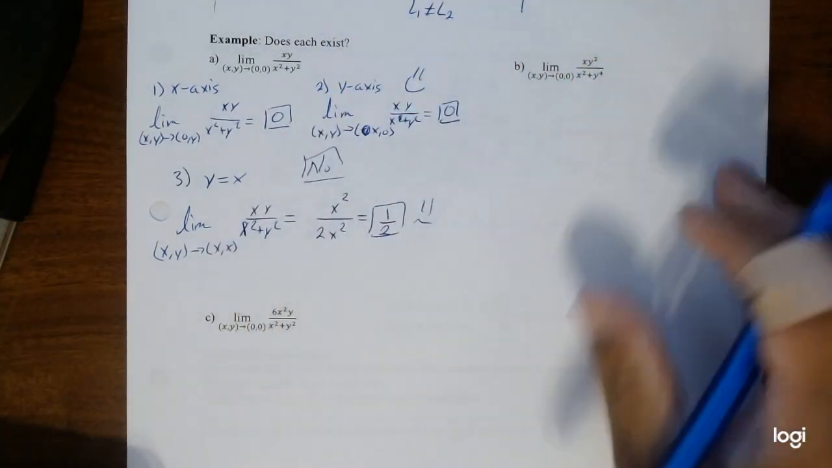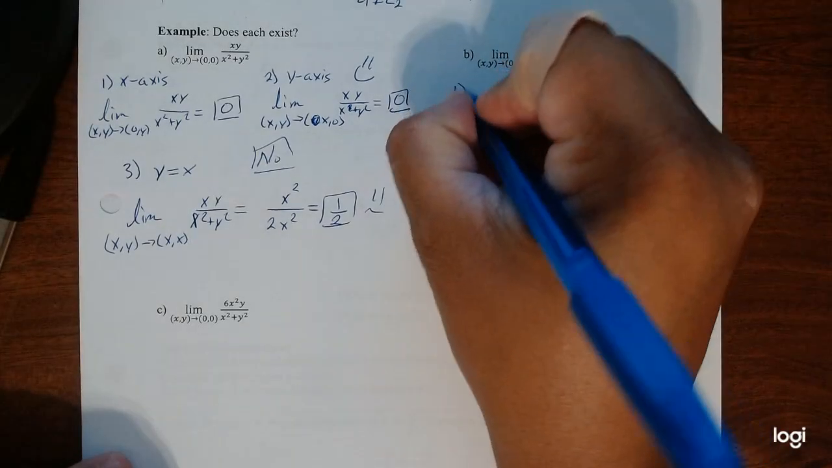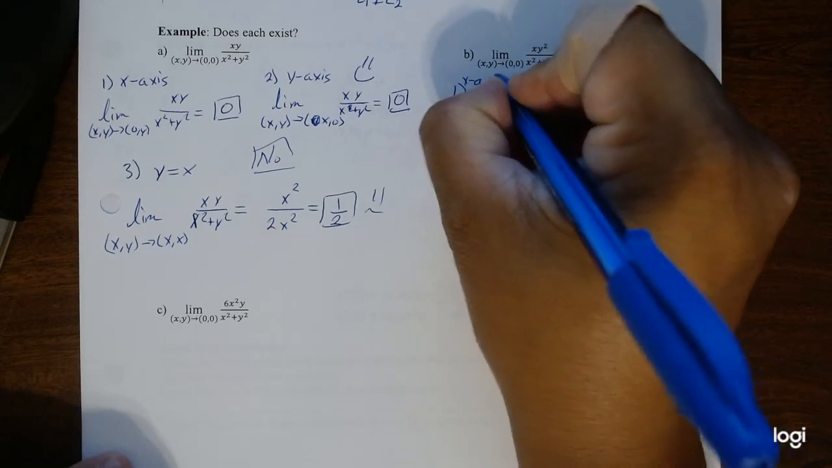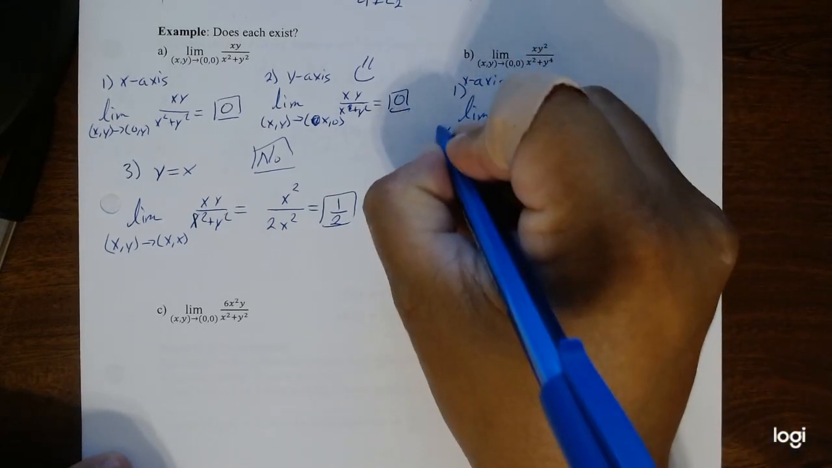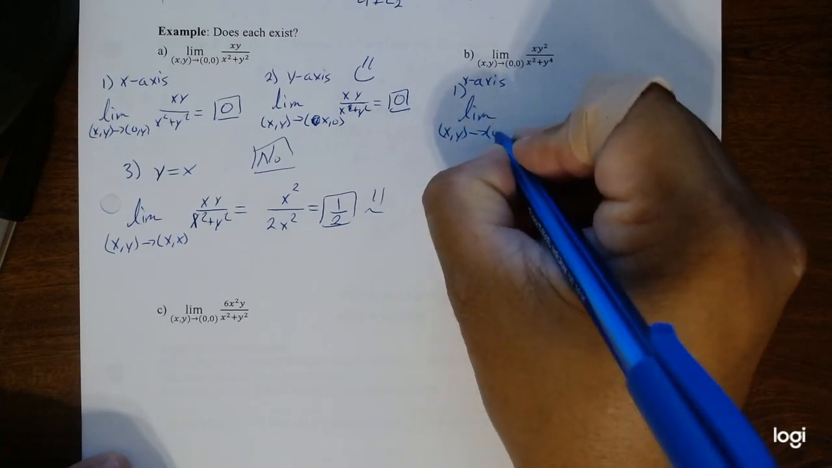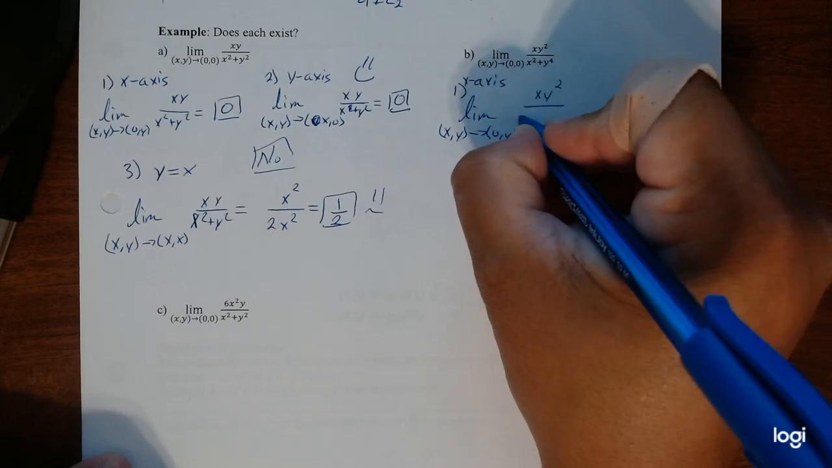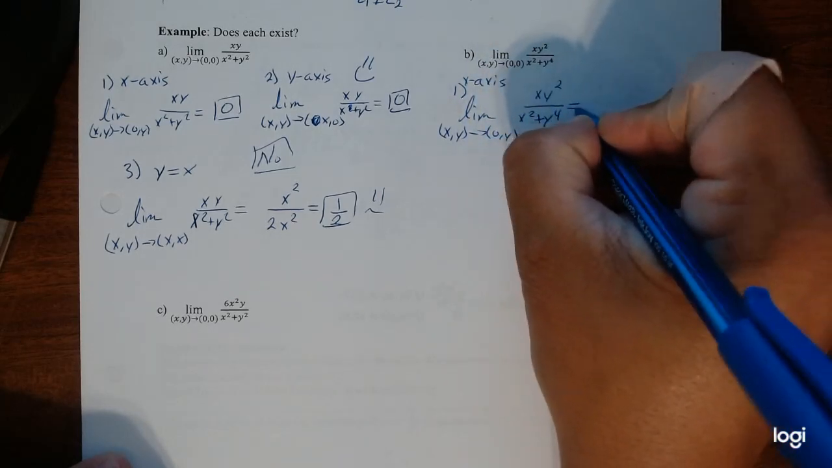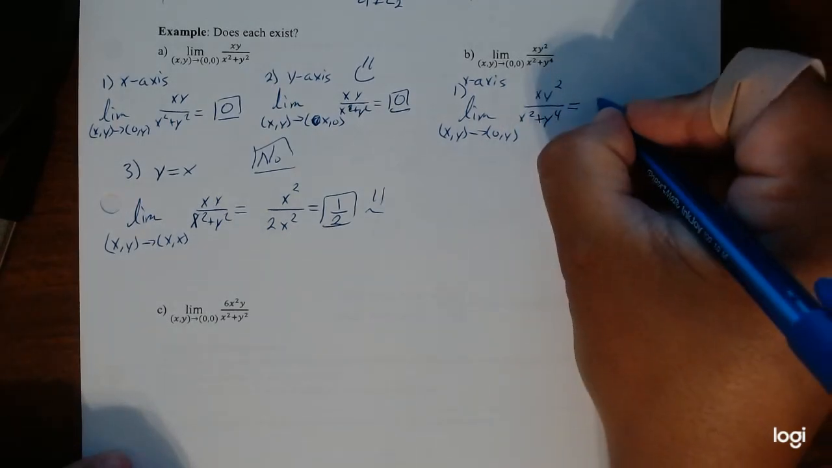Let's try the next one. And again, we'll do the same thing. All right, so plugging in 0 for x, we get 0.